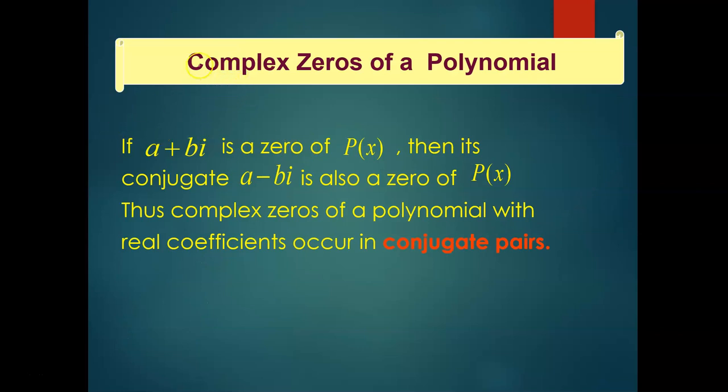Okay, the last one. Complex zeros of a polynomial when you have i. So if a plus bi is a zero of p(x), then the conjugate a minus bi is also a zero of p(x). This means complex zeros of a polynomial with real coefficients occur in conjugate pairs. So if a complex zero exists, they will exist together, provided the coefficients of your polynomial must be integers.